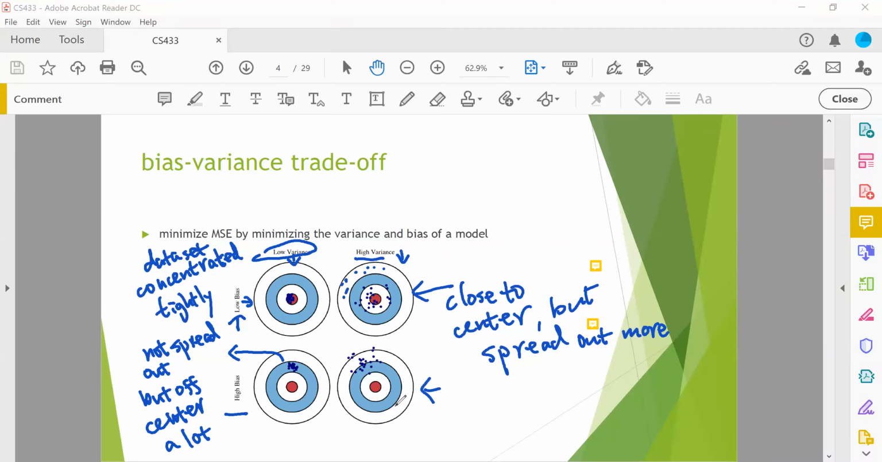And this is the worst scenario: you have a higher variance and a higher bias. So it's off center a lot and also spread out a lot. So that's the worst scenario. Okay, so here it gave us all sorts of scenarios. That's why we said we needed to find a model that will trade off, will balance between the bias and the variance relationship. So that's the goal.